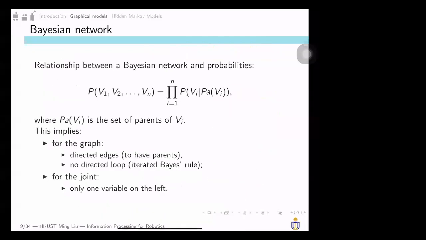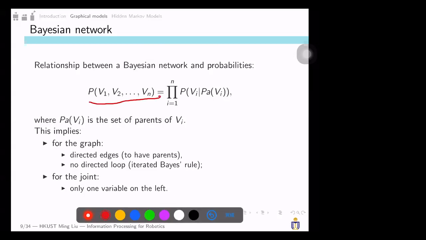Good. So the key is to find out this joint distribution. As we said, a graph is always the tool to compute the joint distribution. Now, how can we compute the joint distribution? The equation is easy. We just find a product of all the nodes given the parents of the nodes.